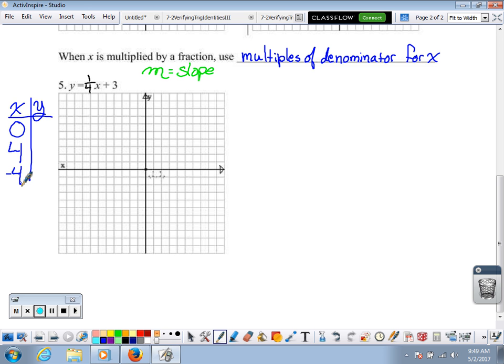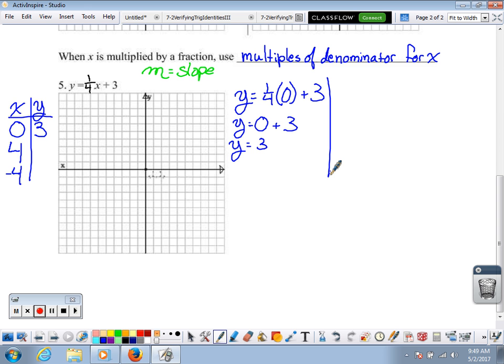Now we're going to take each of those numbers and sub them in place of x. So we'll have y equals 1/4 times 0 plus 3. 1/4 times 0 is 0, and 0 plus 3 is 3. So when x is 0, y is 3.